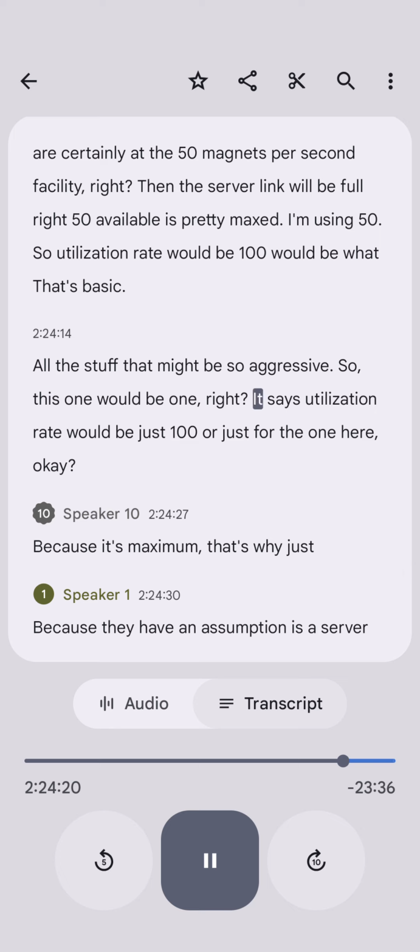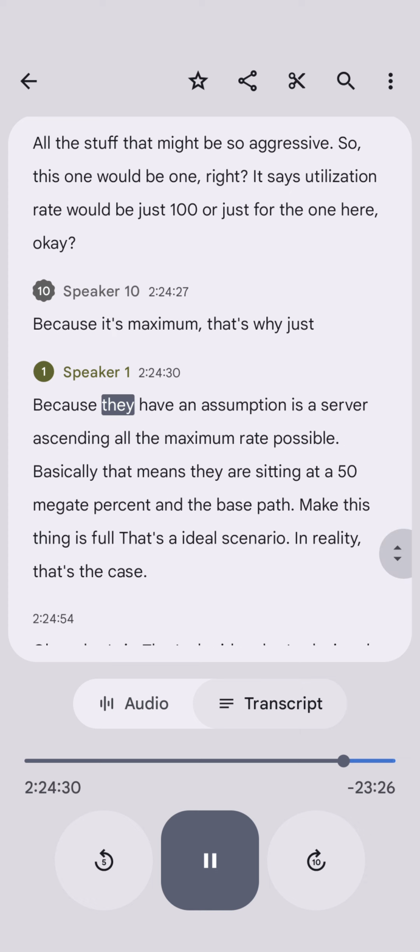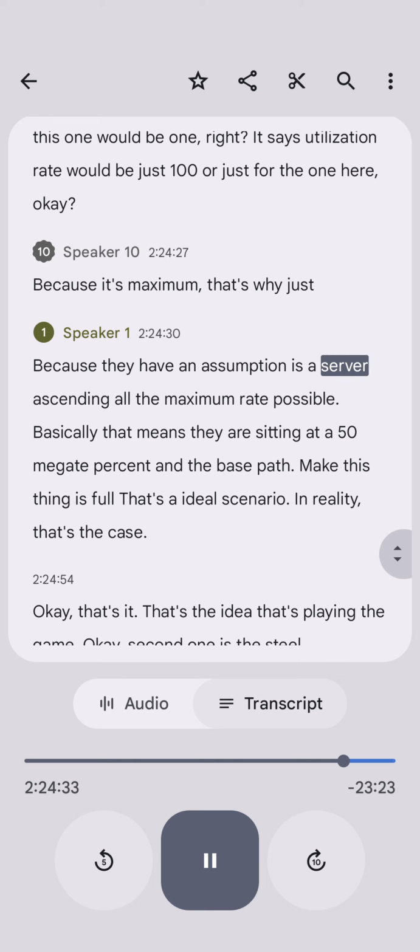So this one would be 1, right? Makes sense? Utilization rate would be just 100%. I'll just put a 1 here, because it's maximum. The assumption is the servers are sending at the maximum rate possible. Basically, that means they are sending at 50 megabits per second, and that means this link is full. That's the ideal scenario. In reality, they will have congestion.